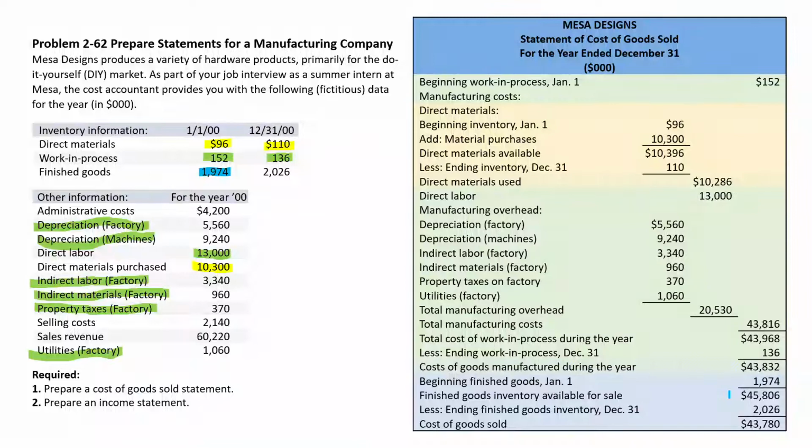That gives me what would be available in finished goods to sell, not necessarily what I sold, but $45,806. If I subtract from that what's left in finished goods, which is $2,026, I finally get what I took out of finished goods, or the expense called cost of goods sold, which is $43,780. Okay, quick pause here. You might want to pause the video just to reflect and make sure you can follow all those steps.